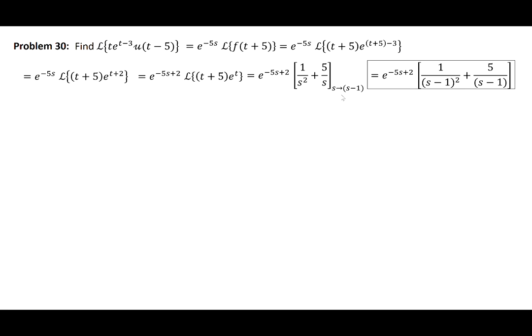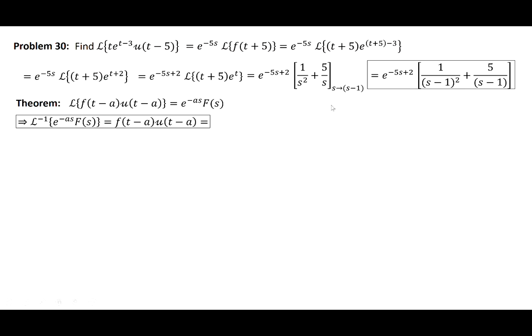Cool? All right. So those were the problems involving Laplace of this, right? Now the question is, how do we do Laplace inverse problems? And for that, let's go back to the original formula we had.